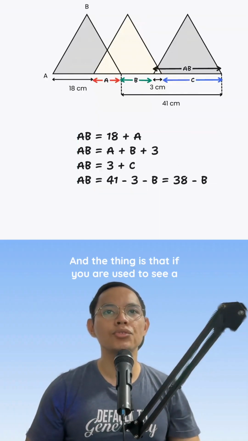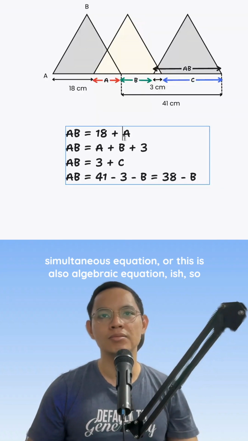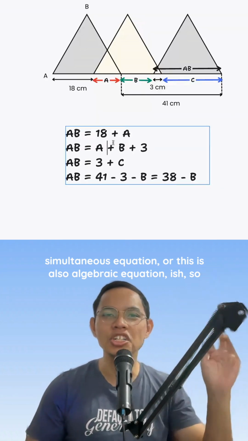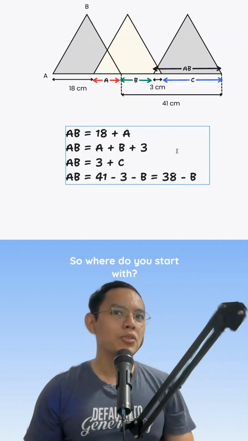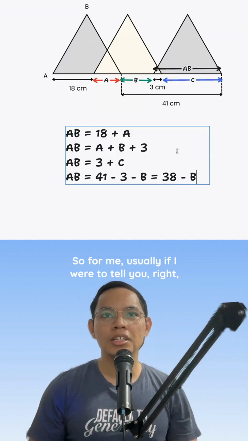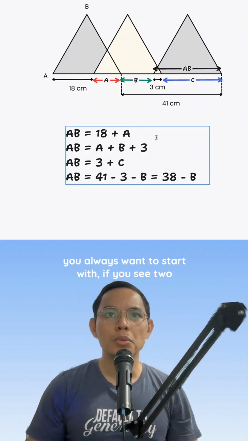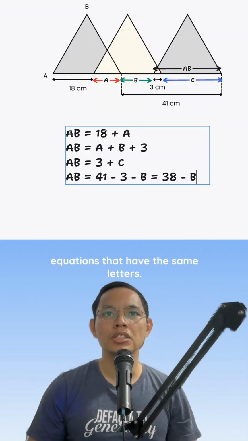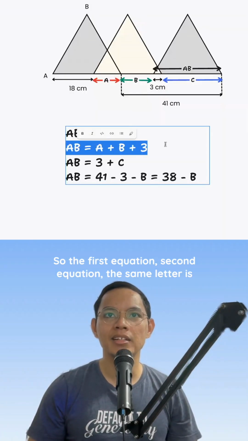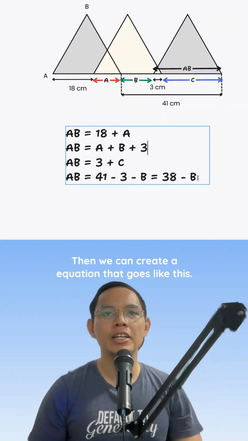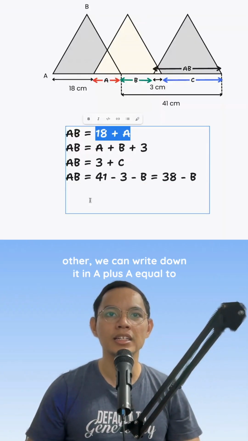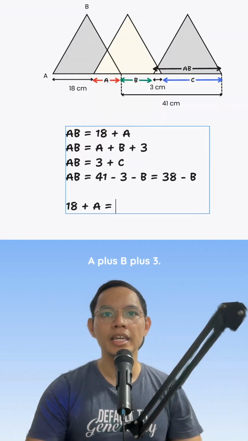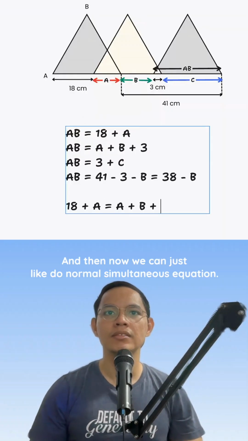And if you are used to simultaneous equations, or this is also algebraic equation-ish, what you know is that all of the equations are equal. So where do you start? For me, usually you always want to start with two equations that have the same letters. The first equation and second equation have the same letter, A. Then we can create an equation that goes like this. Since all of these equations are equal to each other, we can write down 18 plus A equal to A plus B plus 3.